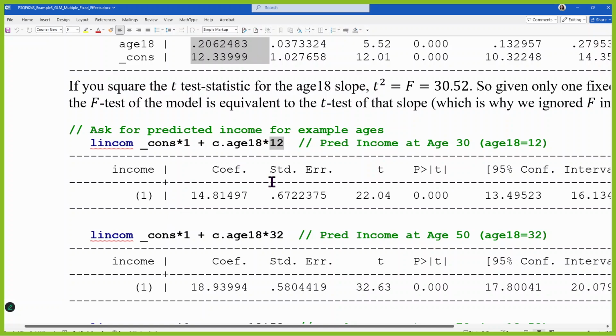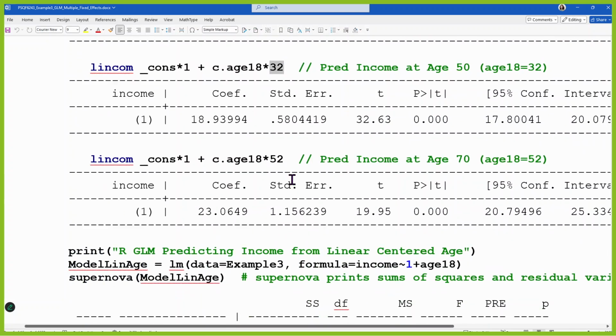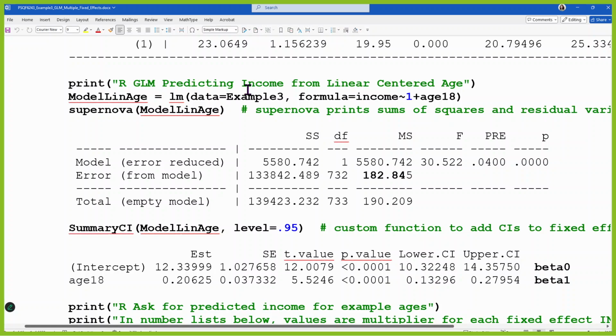So this is an example with 12. That creates a predicted outcome for a 30-year-old. This is an example with 32 as the value that's being plugged in for age, which creates a predicted income for a 50-year-old. So just a couple different predictions to show what the pattern would look like.